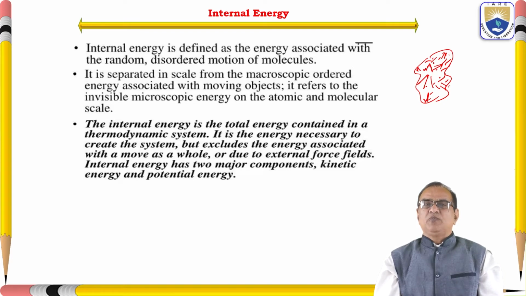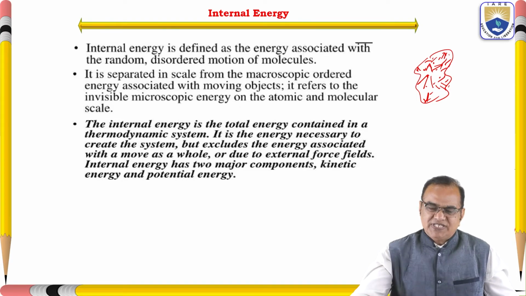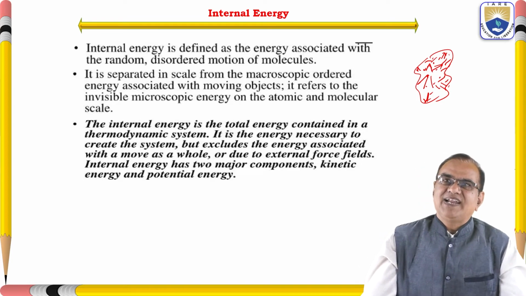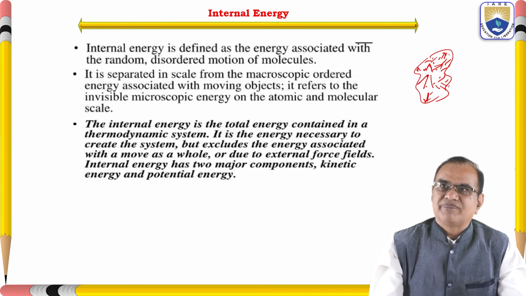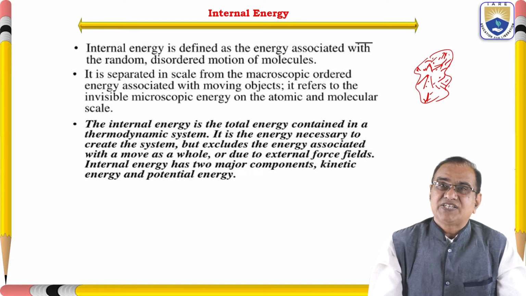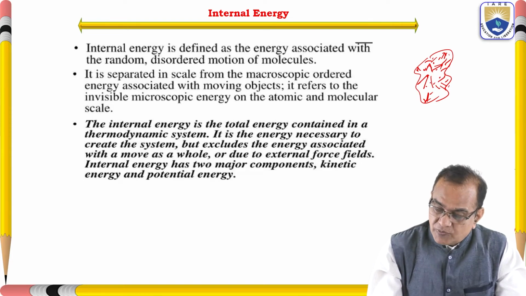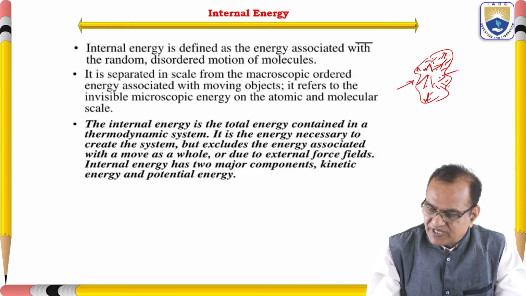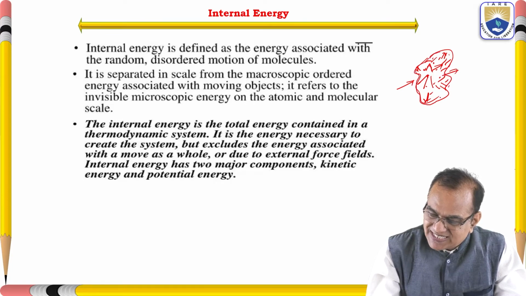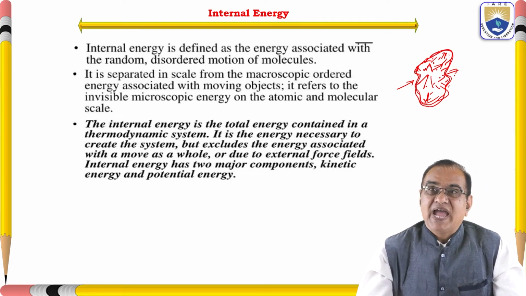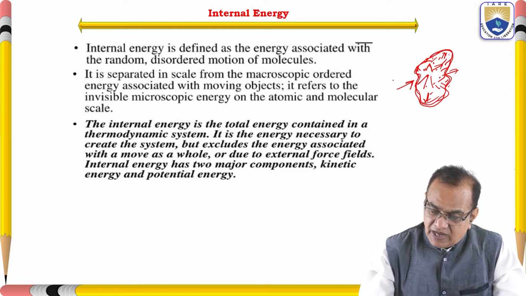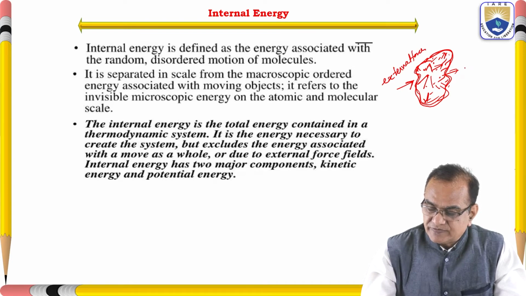Internal energy has two major components, that is, kinetic energy and potential energy. So in this, if you see, the internal energy is the total energy in the system. It is the energy necessary to create the system, but excludes the energy associated with a move as a whole. It will not move, means from here to here. Only inside the system, how much energy is there, this is called internal energy. And this move can happen due to external forces. This is not allowed.